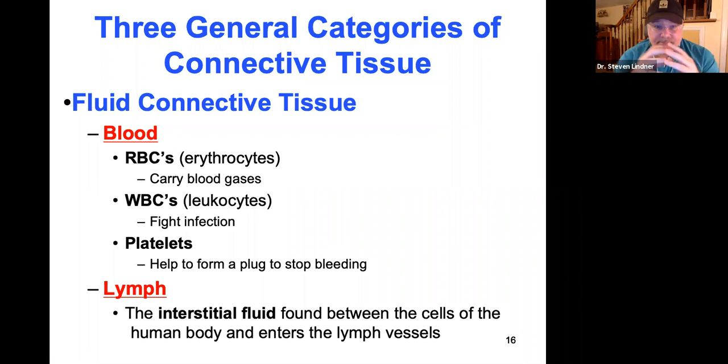You can clot. If you want to thin your blood, that's where baby aspirin comes into play, or fish oils and niacin and garlic and resveratrol or red wine, right? Those are all, or vitamin E. These are things that are known to thin the blood. Also, with fluid connective tissue, there's lymph. And lymph is the interstitial fluid. Now, that's not intracellular fluid. Interstitial is like extracellular. It's found between the cells on the outside of the cells. That is interstitial fluid.